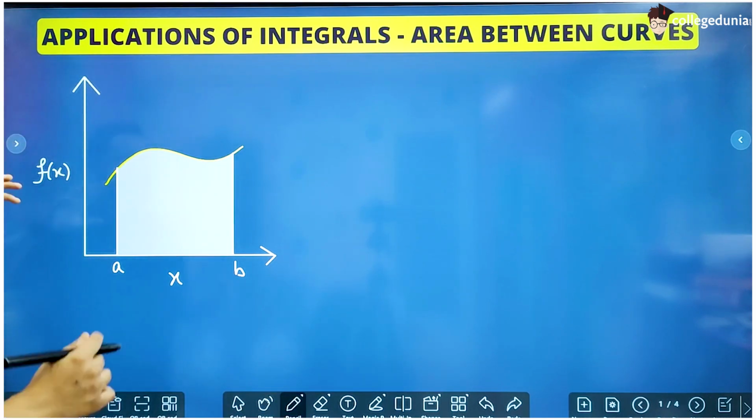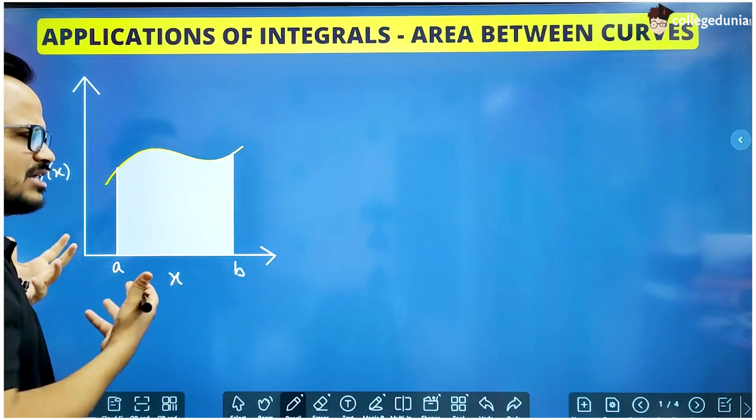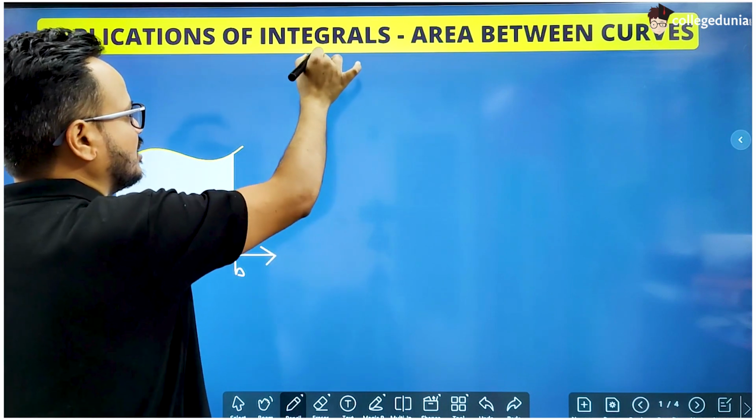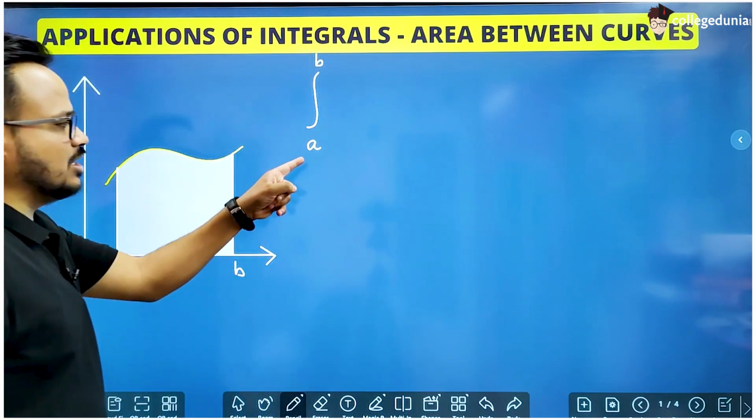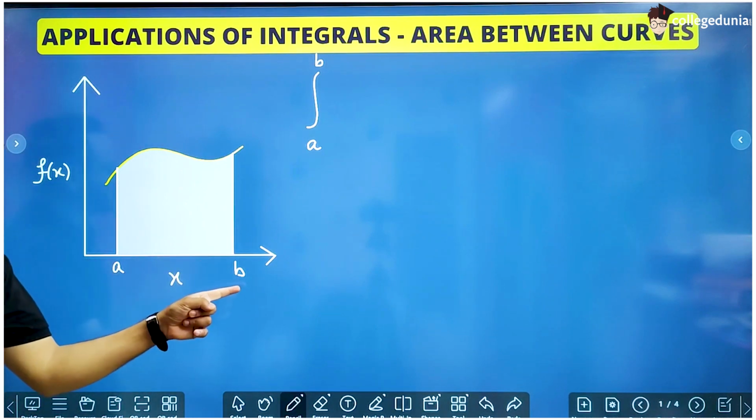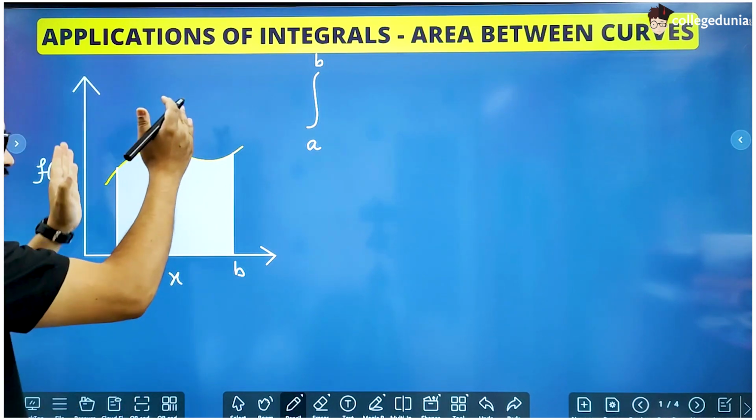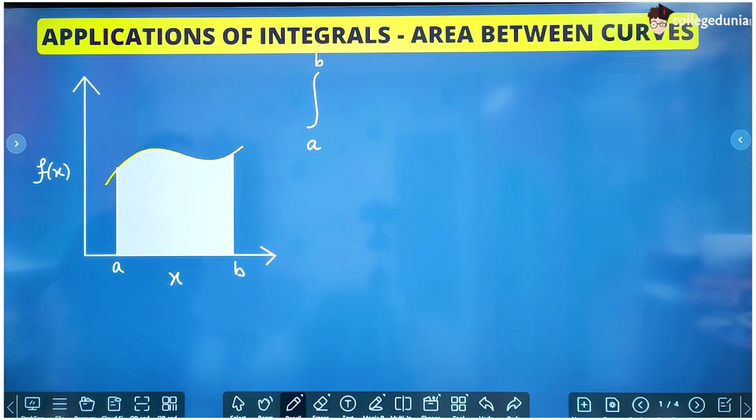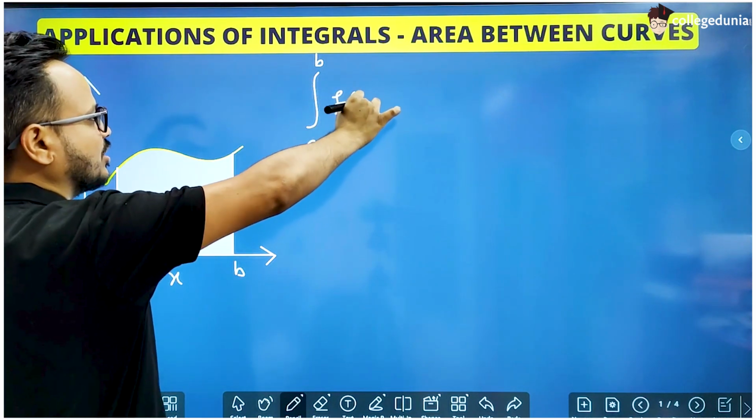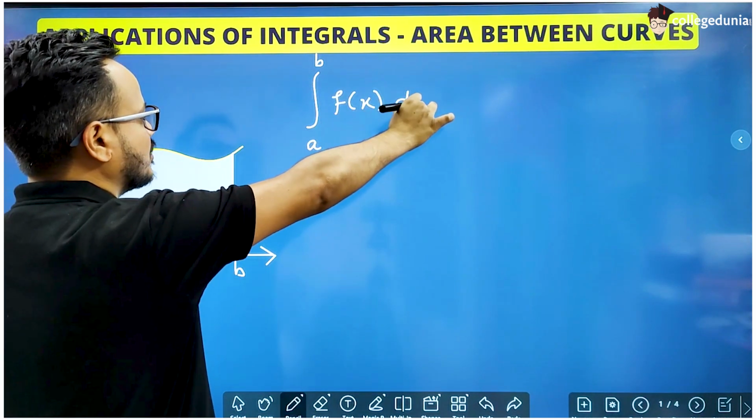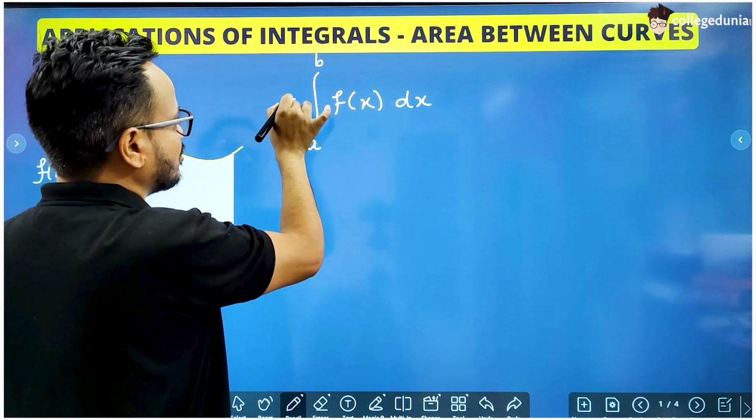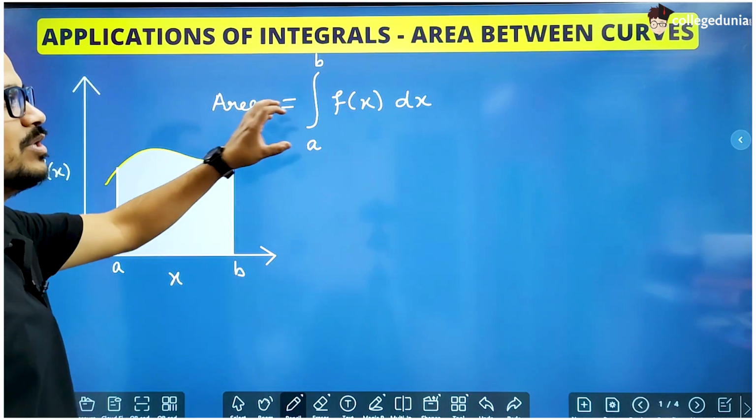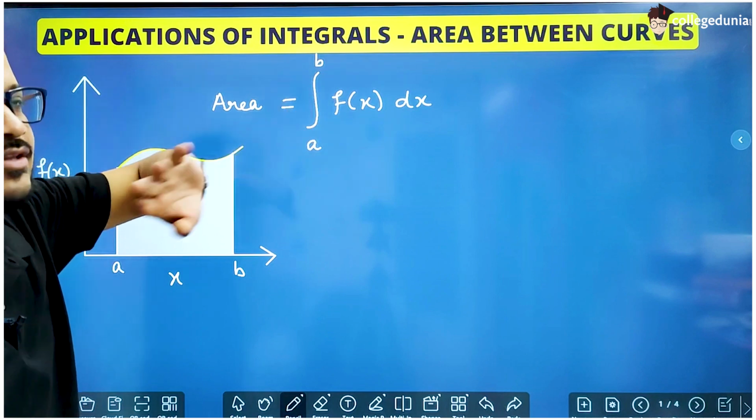This function f(x) will be a function in x, right? So what you will do is make this integral, with lower limit a and upper limit b, that is, a and b are those two values between which this area is lying. So a becomes the lower limit and b becomes the upper limit, and here you will write the function f(x) and dx. So this is going to be the required area. So we have to solve this integral.